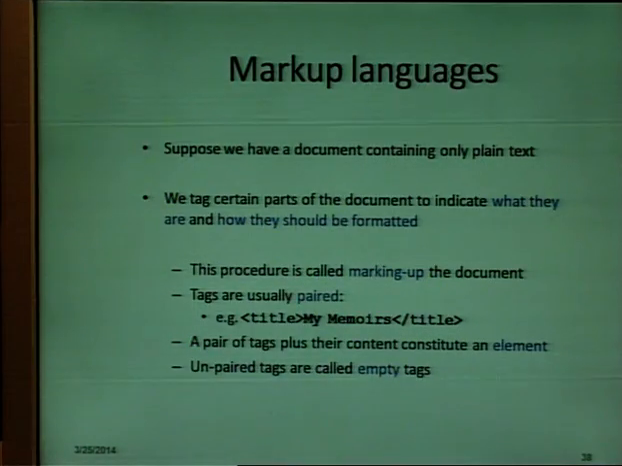The tags are usually paired. For example, I have written here the title tag, and within that I have written my memories. Then the title tag is closed. The backslash on the second title shows that the title tag has been closed by the user. A pair of tags plus their content constitutes an element. Unpaired tags are called empty tags. Whenever you work in HTML, tags work in a paired manner. You will open a tag, then you will close that tag also. But there are certain tags which are called empty tags because they are not in pairs.